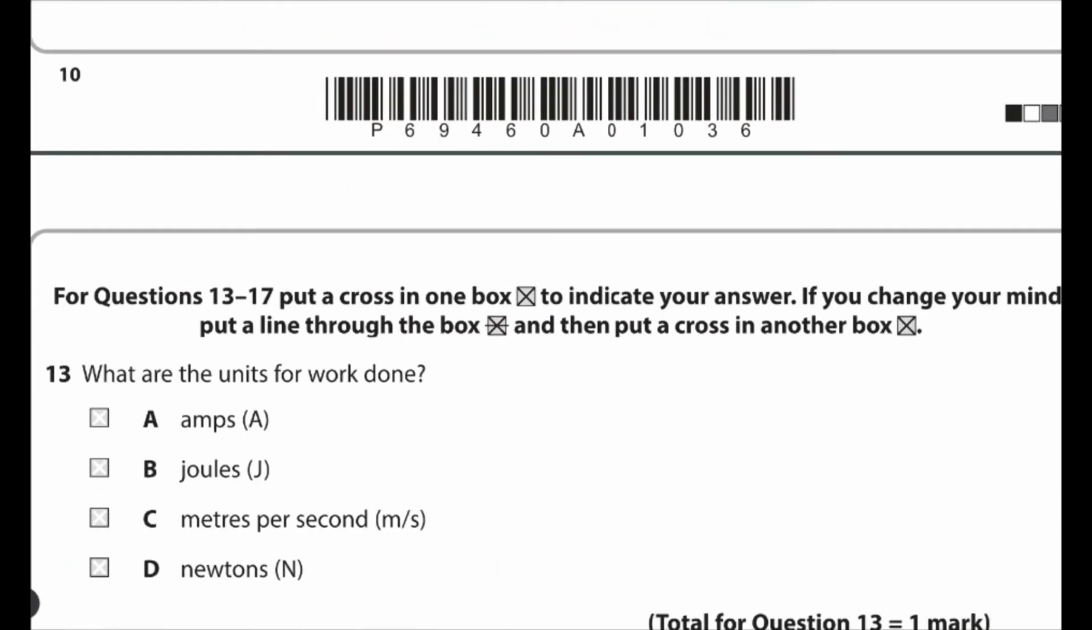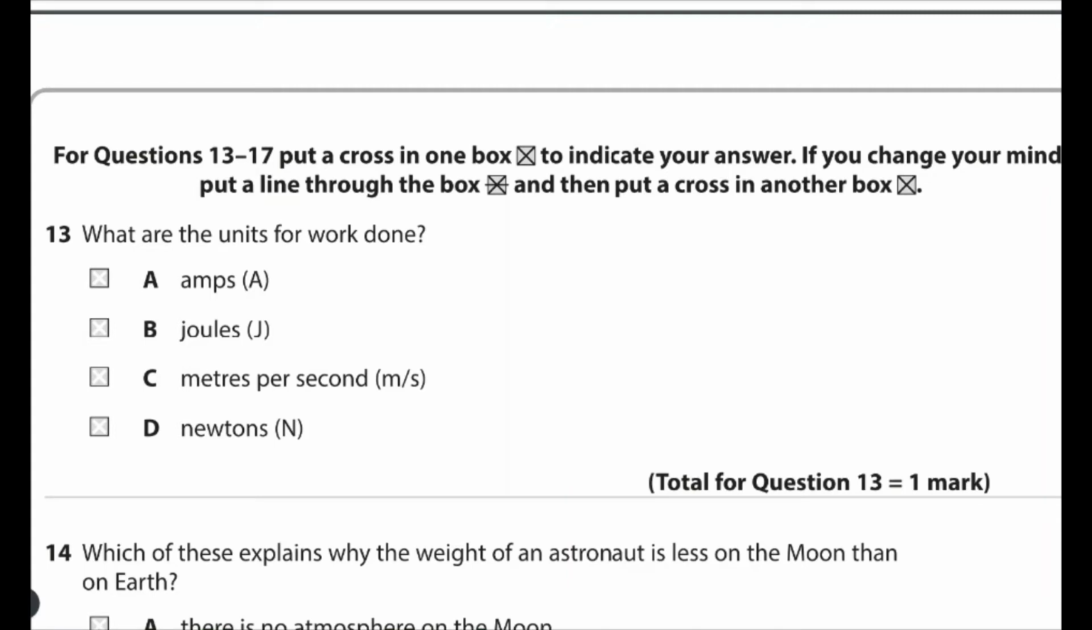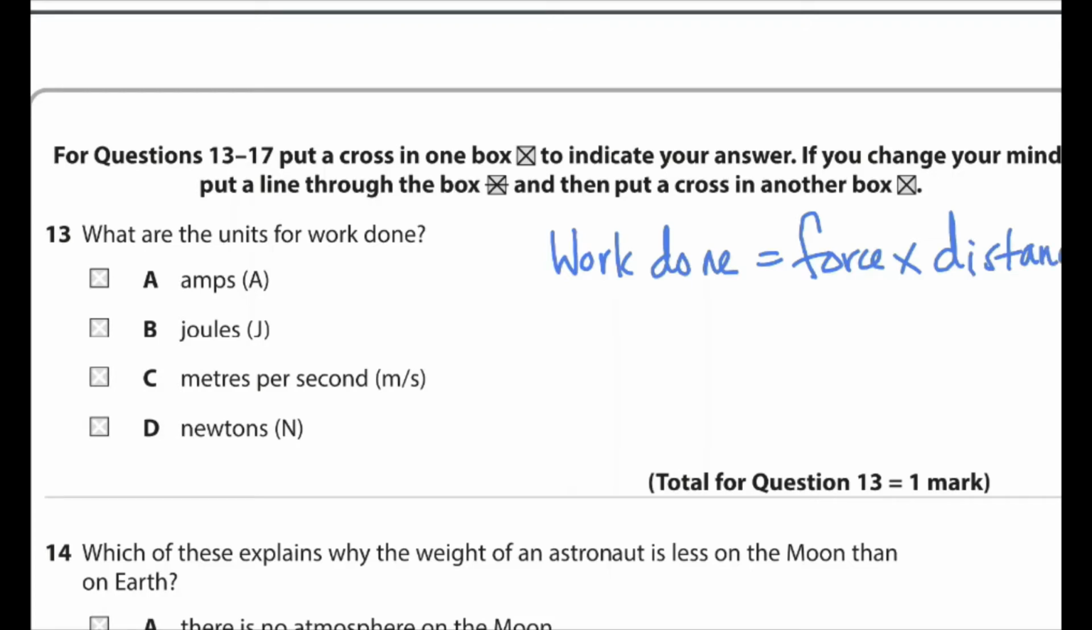Next question. What are the units for work done? If I revise for you, work done equals force times distance moved. In this one, the distance is towards the force applied. So I will simply say force times distance, which means force is measured in newtons and distance is measured in meters. So it has to be newton meter. But we don't have newton meters in the options. The reason is work done is also equal to energy transferred. So the answer is joules, which is used for energy.